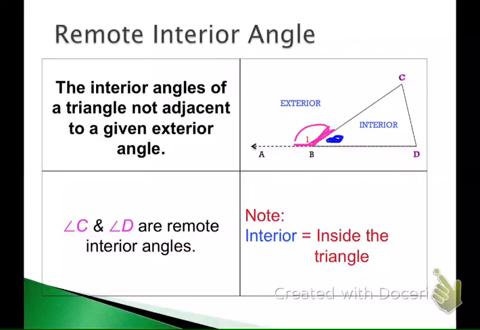If I look at B, angle B is the closest angle, so that's not considered remote. Remote means far away from the exterior angle, so that would be this one here, and this one over here. Does that make sense? Those are your remote interior angles. In this diagram, it would be angle C and angle D. These two angles are your remote interior angles. They're still inside the triangle, they're just far away from the exterior angle. Do you need a moment to write some of those things down? Yeah. Okay.